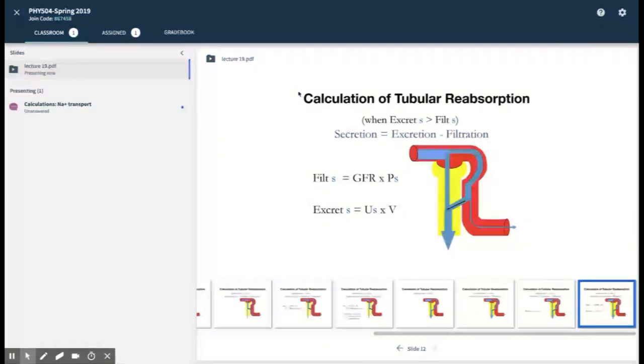So what's the biggest difference between calculating reabsorption and calculating secretion? You're still going to do the same calculations at the bottom. What's the big difference? Which order do you put them? Okay? So if you were to take this calculation and you said, I'm going to take excretion minus filtration, and you get a negative number, what would that indicate?